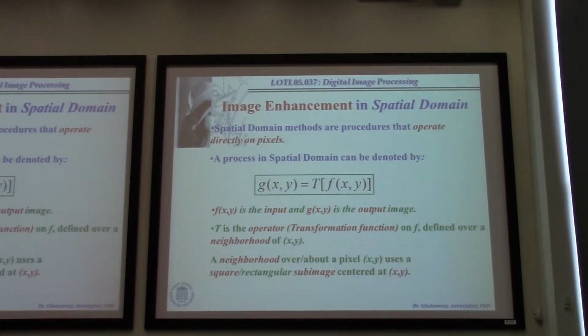Now, as I said, we can have 2 ways of doing this operation. One of the operations is directly happening on the pixels. So we have an image, and the image is made of lots of pixels. So we do the work on this pixel.